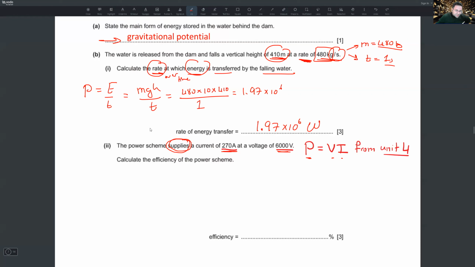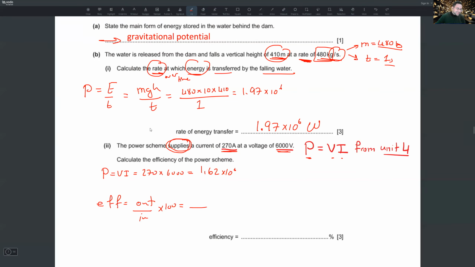So we can calculate the power output of this power station. Power is V times I, which is 270 times 6000. This is V and this is I. So we say 6000 times 270 gives us 1.62 times 10 to the power 6. Calculate the efficiency. Yalla, we know the rule. Efficiency is equal to the useful output over the total input times 100.